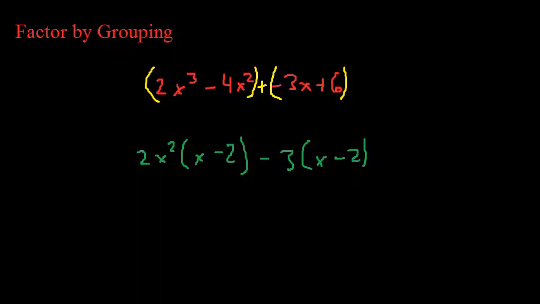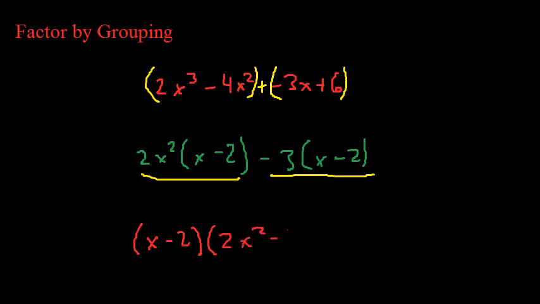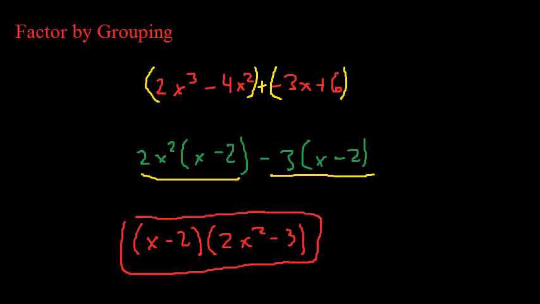So now I have that same binomial in each of these two pieces. I have the x minus 2 here and here. So I can factor out that x minus 2. I pull out my x minus 2 out front, and then what is left in the second parentheses are my 2x squared minus 3. So this then is my final factored form and my final answer.